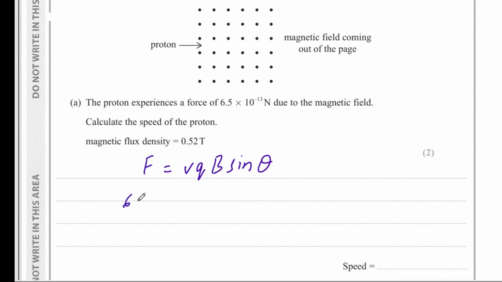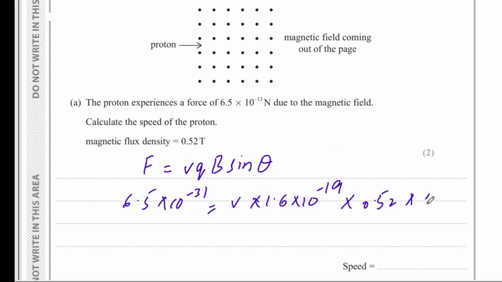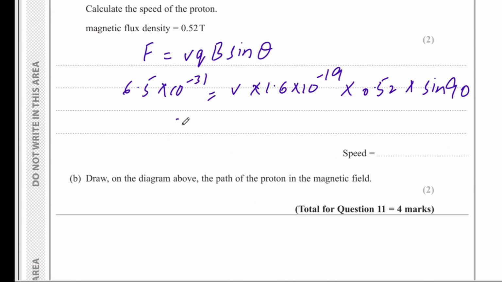The force is 6.5 times 10 raised to the power of negative 30. Then I've got the velocity. Since I'm looking for the speed, I'm going to keep it as it is. Since I've got a proton, the charge on a proton is 1.6 times 10 raised to the power of negative 19. And the magnetic flux density is 0.52, times sine 90, because you can see that the proton is at an angle of 90 degrees to the field. By solving it, I would have the final velocity, which should be 7.8 times 10 raised to the power of 6 meters per second. So that is how I'm going to find the speed.